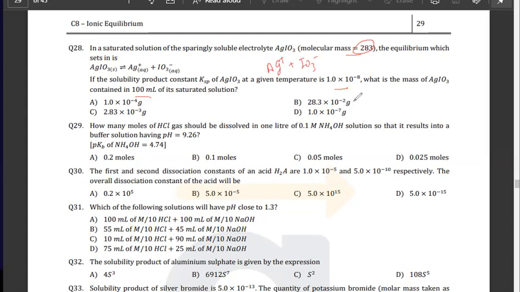Now, saturated solution. So saturated solution is basically S square is equal to Ksp. Got it? Yes or no? Because S square is Ksp, so S is equal to root Ksp. Right? So you got the concentration. So we know that S is equal to weight by molecular weight into volume. Agree, guys? Tell me yes or no.